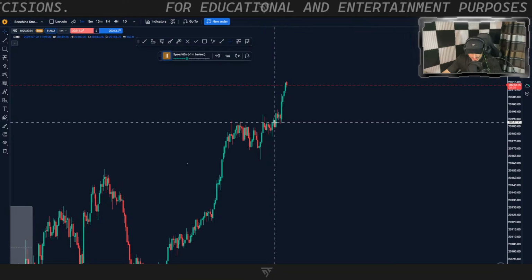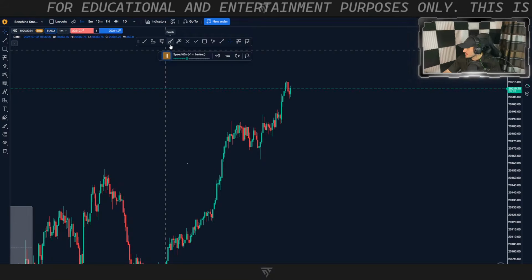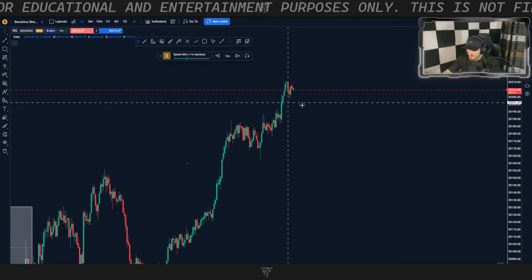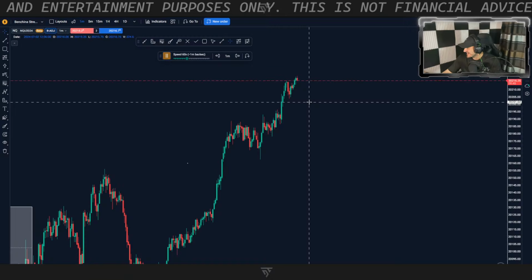Okay, interesting. Price is just continuing to go higher. You have days like this. It happens. It doesn't always present you with a nice entry, right?